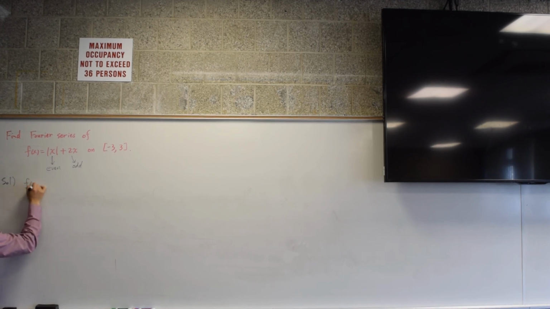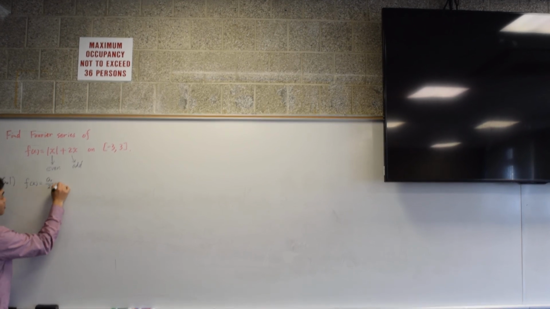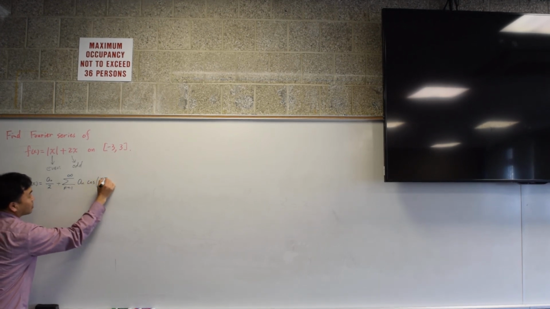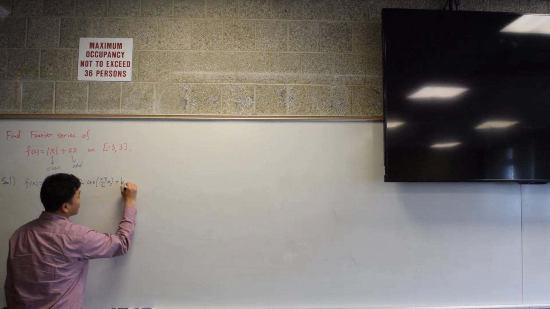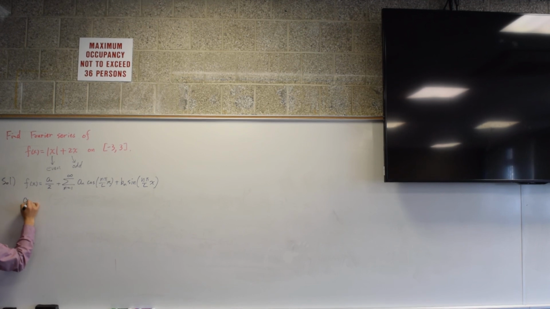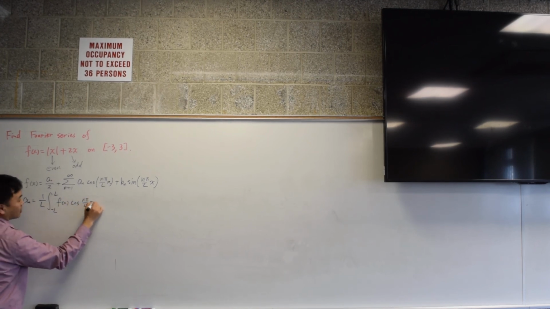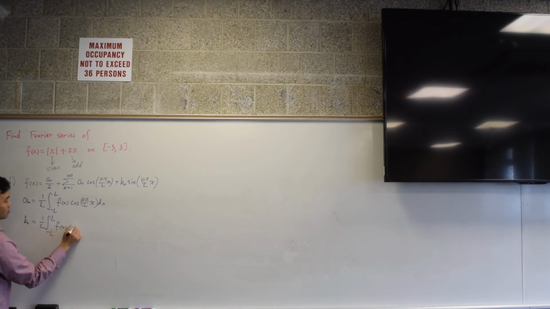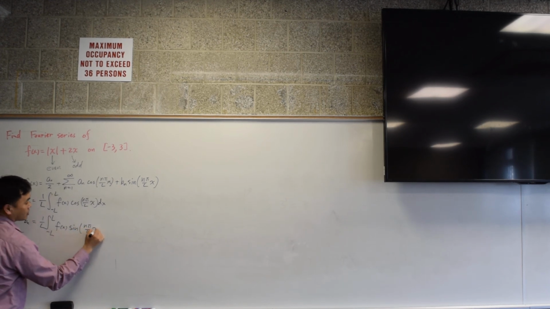First, the Fourier series is a0 over 2 plus sigma n from 1 through infinity an cosine n pi over L x plus bn sine n pi over L x, where an's are calculated by 1 over L integral from negative L to L f of x cosine n pi over L x dx, and bn's are calculated by 1 over L integral from negative L to L f of x sine n pi over L x dx.